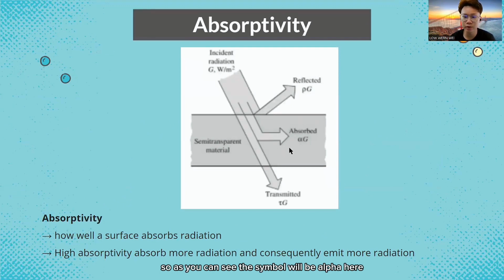The second factor is the absorptivity, and the symbol is alpha. Absorptivity determines how well a surface absorbs radiation, and an object with high absorptivity can absorb more radiation and consequently can emit more radiation as well.